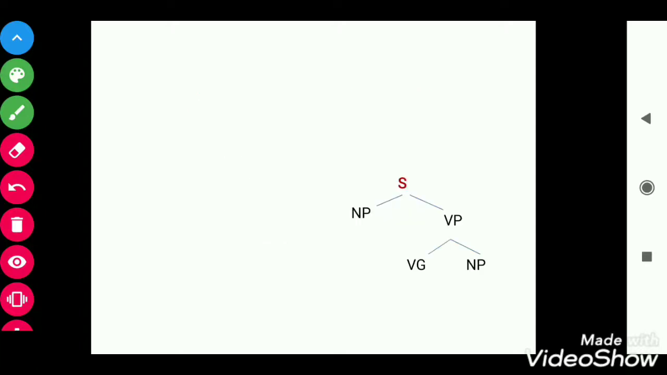Whenever we are given a sentence to make structure, we need to write S, that means sentence, and from that we need to extract NP and VP. From that VP again, we need to extract VG and NP. Now come to learn structure of VP. From VP, we can extract VG, NP, PP, that means prepositional phrase, adjective phrase, adverbial phrase.